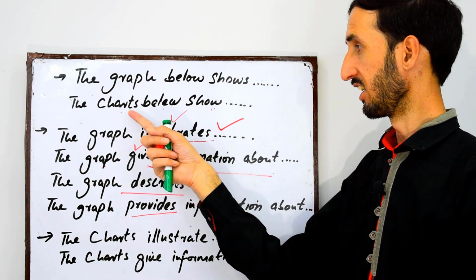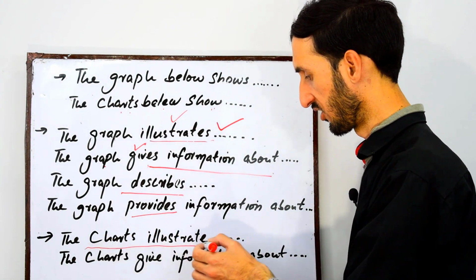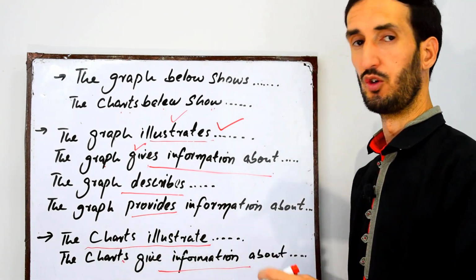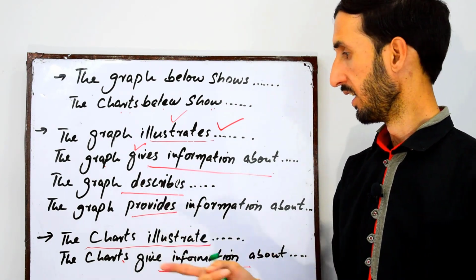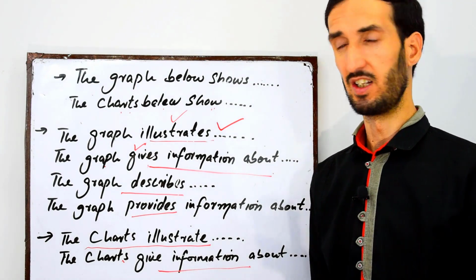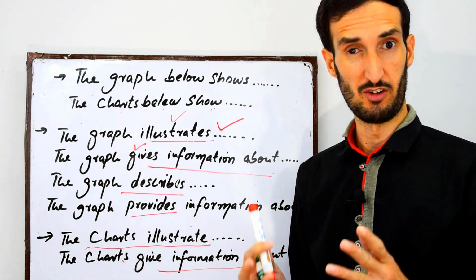You will paraphrase "The charts below show." How will you paraphrase? This way: "The charts illustrate." "The charts give information about." "The charts describe." "The charts provide information about." You will paraphrase this way. This is the first thing to do. And there'll be something more you have to paraphrase accordingly.